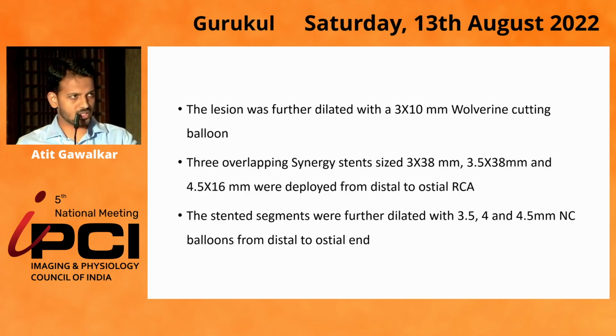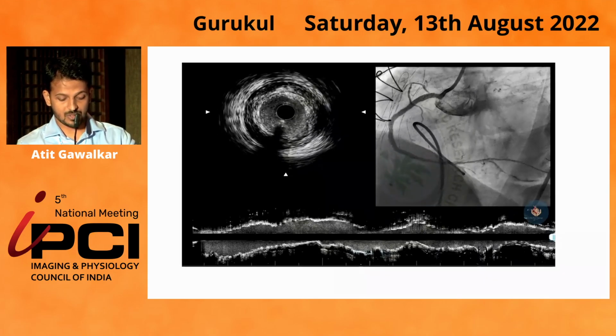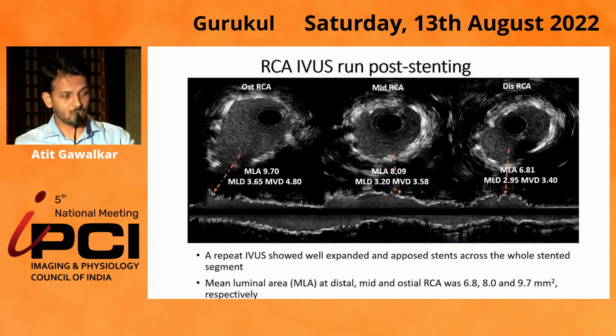So we put 3 overlapping stents distal to ostial RCA. And then after stenting, we post-dilated it further with 3.5 mm, 4 mm, and 4.5 mm NC from the distal end to the ostial end. So this is the final angiogram of the RCA, and this is again the IVUS run post-stenting. We can see that the stent is well apposed and well expanded.